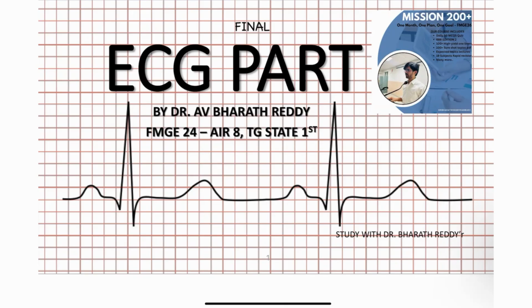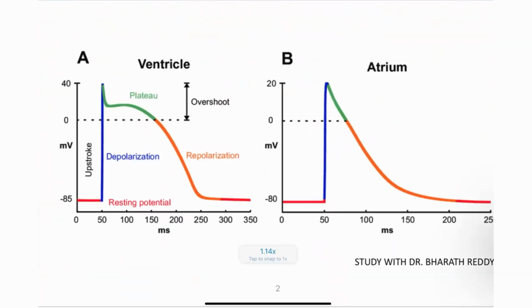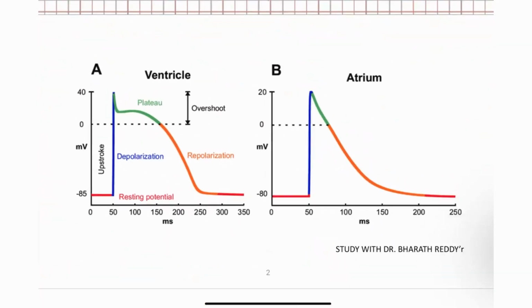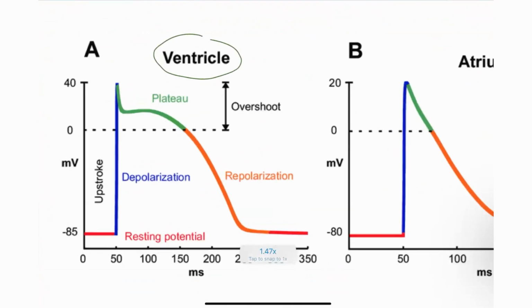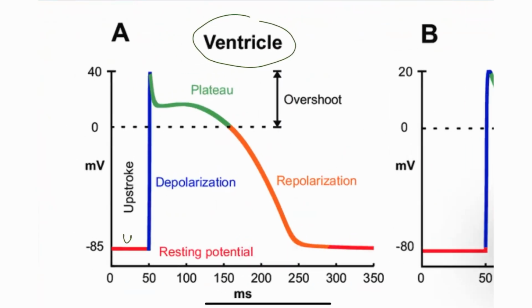Here we are going to discuss all the important topics, guys. So first, let's start with the basics. Okay, so we all know that there are two different action potentials. For example, this is for the ventricle. So what are those phases, guys? This is phase 4 and this is phase 0. At phase 0, there will be an influx of sodium, right?